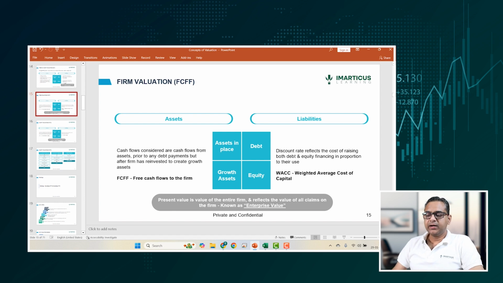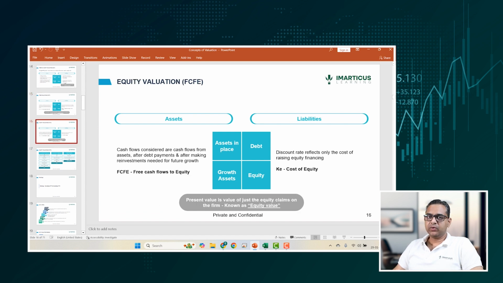Next, we have FCFE. Here, we are talking about cash flows which belong only to equity holders. So after paying off the debt obligations, after satisfying the debt capital providers, whatever free cash flows are left belong only to equity capital providers, and we call them FCFE. Cash flows considered are cash flows from assets after debt payments and after making reinvestments needed for future growth. So again, we are considering both the assets in place, that is existing assets, as well as growth assets, and the cash flows coming from those. After paying the debt payments, whatever is left is known as free cash flows to equity.